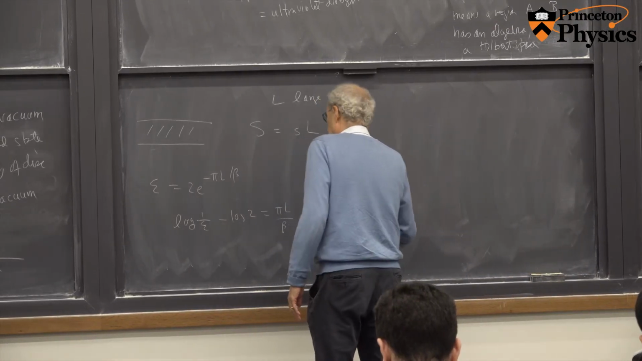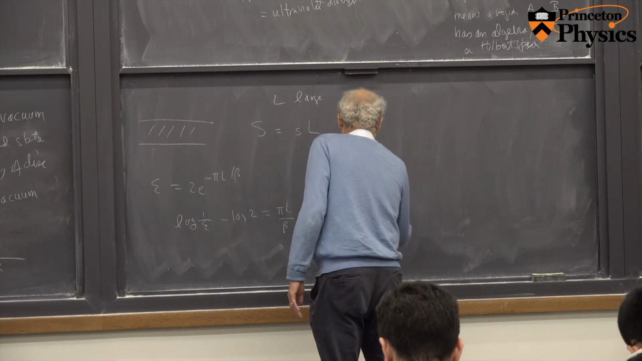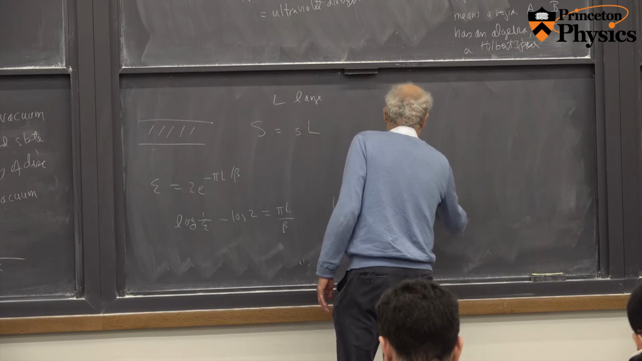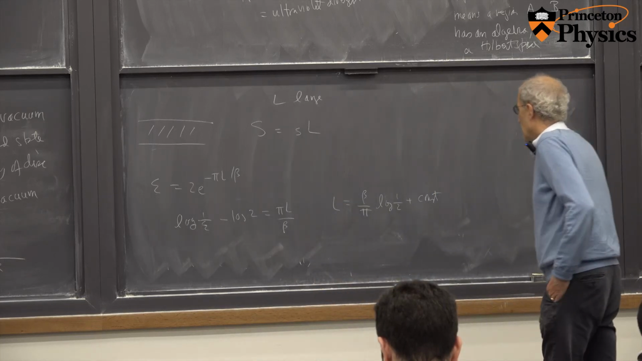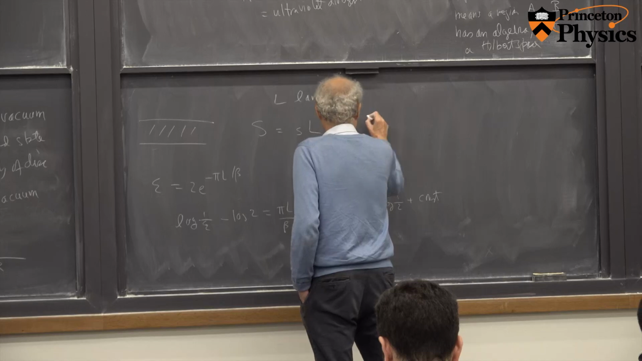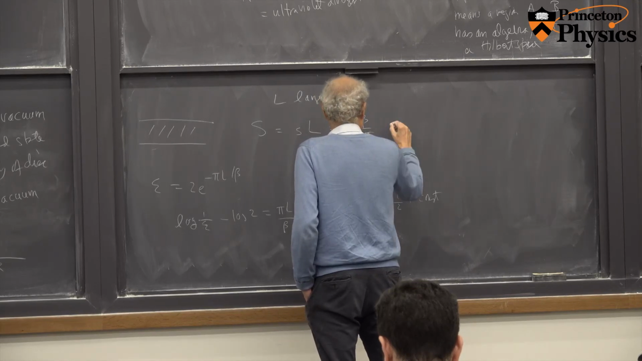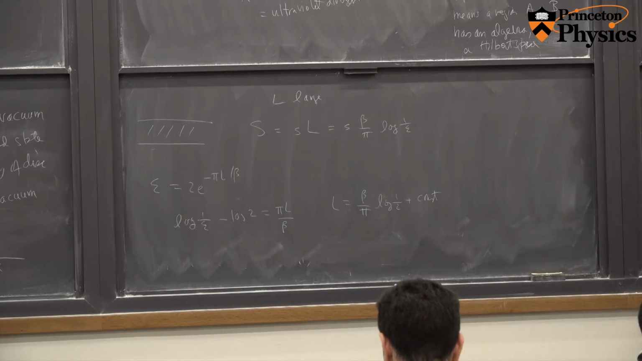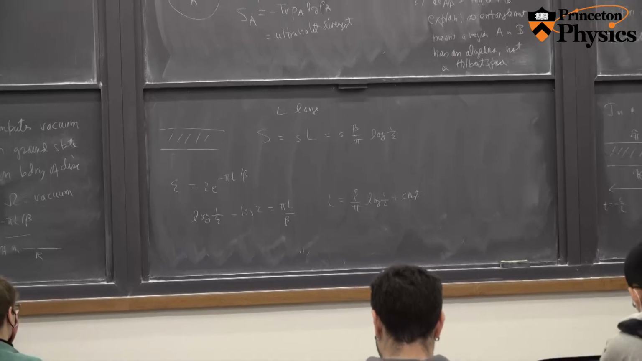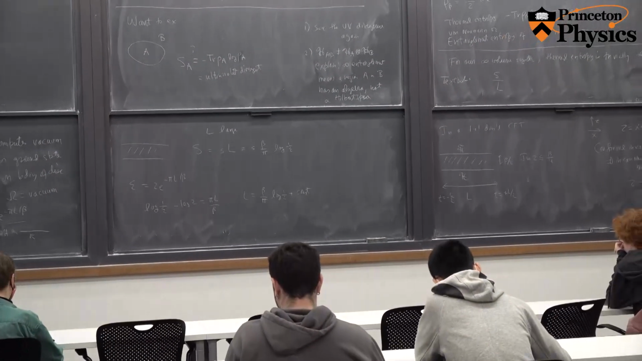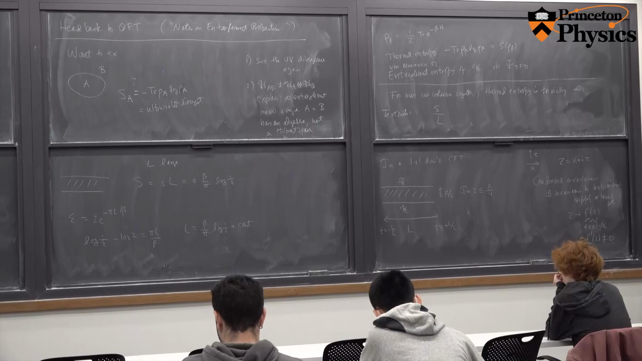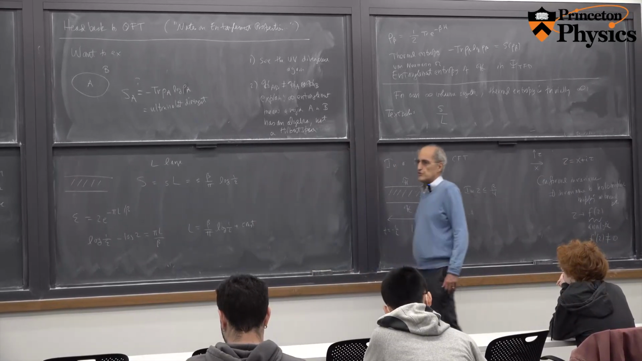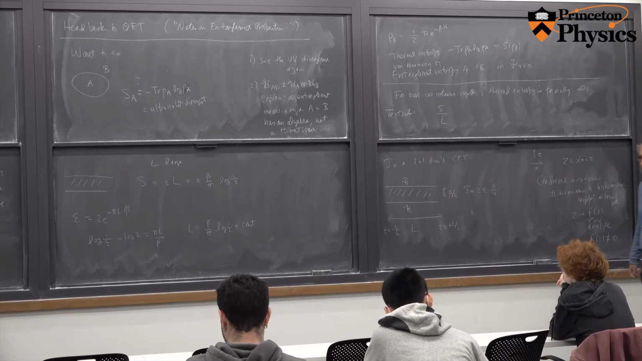So L is beta over pi times log of 1 over epsilon plus a constant. So the entropy is going to be something times beta over pi times the logarithm of 1 over epsilon. So the conformal mapping between the strip and the disk tells us that in 1 plus 1 dimensions, there's going to be a logarithmic divergence in the entanglement entropy between two regions.